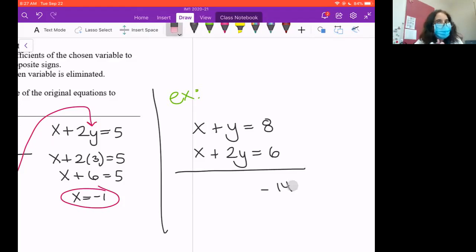So let's look at the x's. Adding doesn't eliminate these x's right here. But what could I do to eliminate the x's?